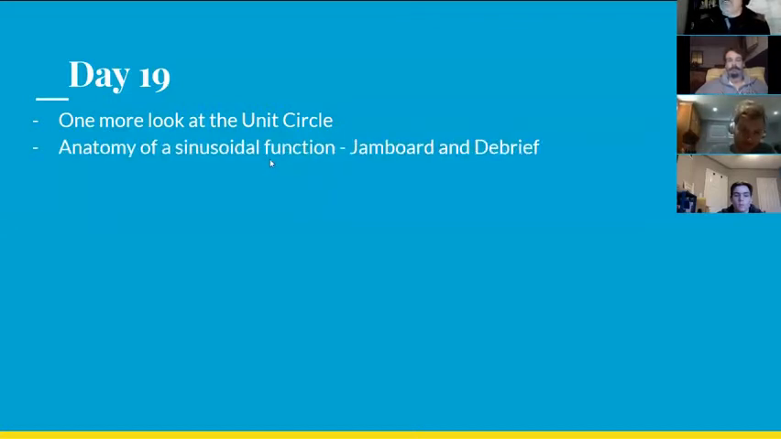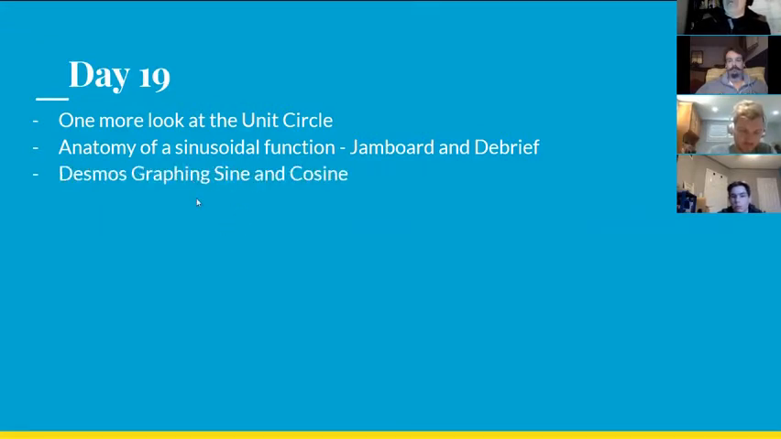We're going to do one of our Jamboards, and this time we're going to do the anatomy of a sinusoidal function. We're now in sinusoidal and trigonometric functions, sinusoidal functions, meaning we mean sine or cosine. And then we're going to do a little debrief. And then we have a very interesting activity that I hope you will find interesting called Desmos graphing sine and cosine, which will connect some of the things that some of you know, and hopefully will clarify or expand or will explain to you things that are new to you.